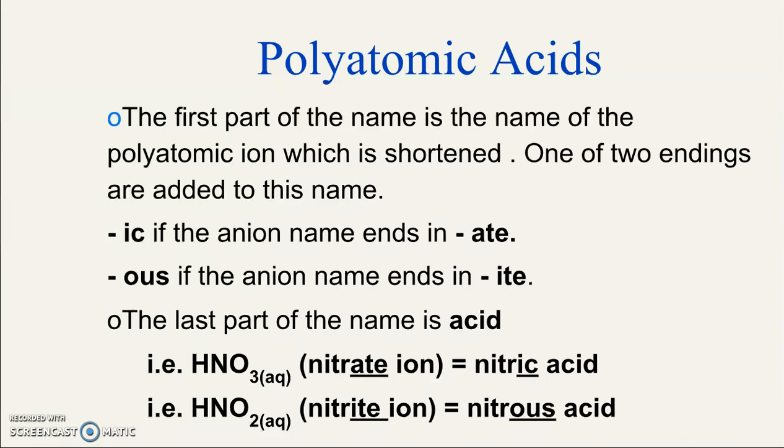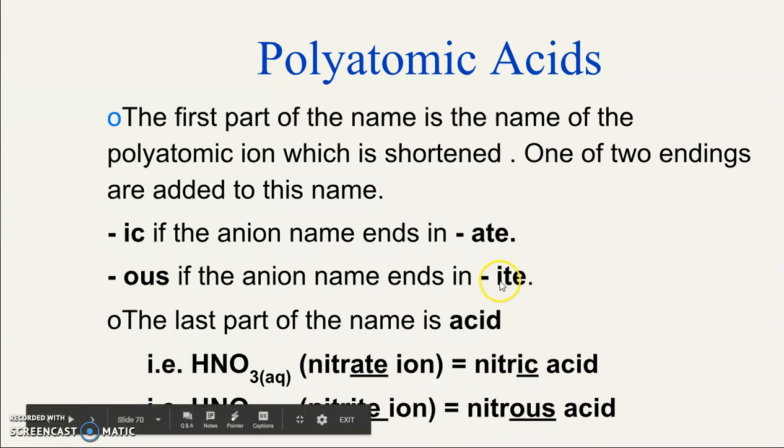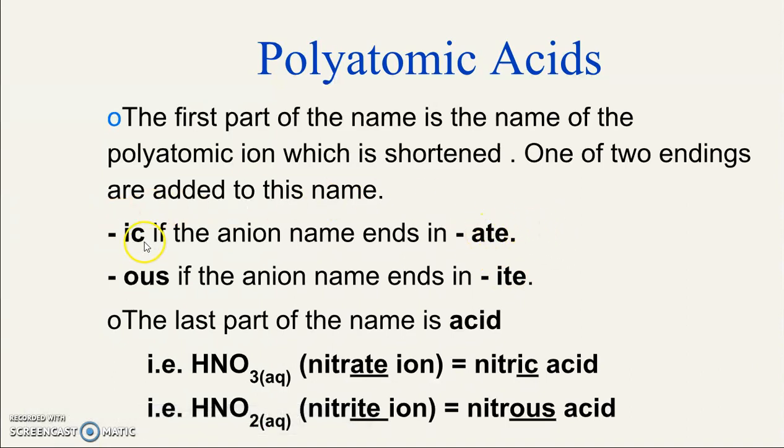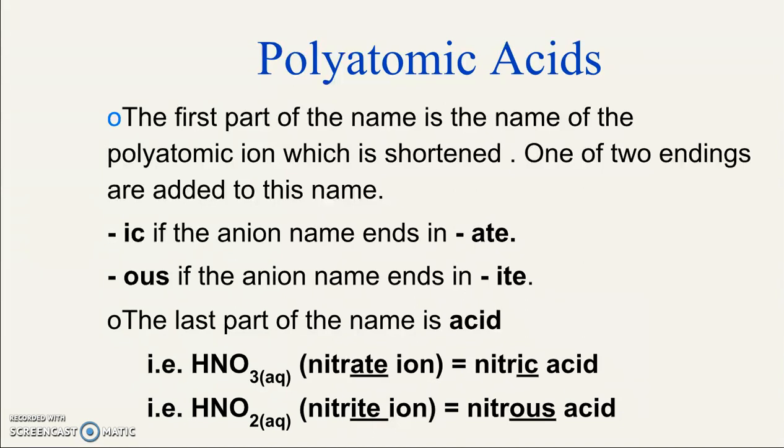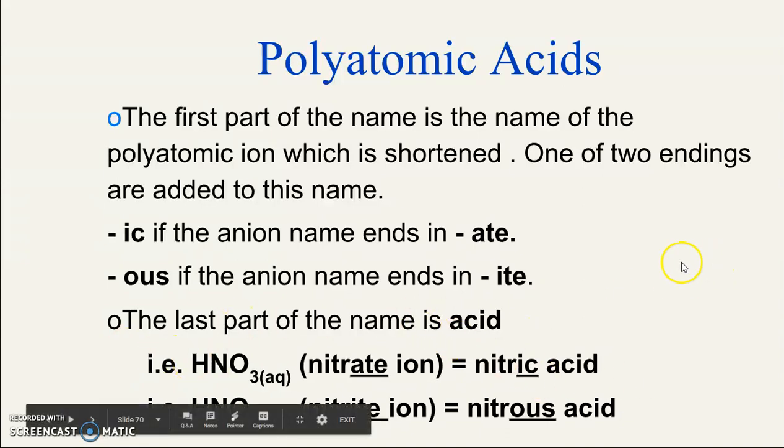So ate and ite mean different numbers of oxygens. Ites have less oxygens than ates do. And so if it ends in ate, you'll put the ic at the end. If it ends in ite, you'll change it to us. Well, how will you recognize these? They're always going to have a hydrogen before them. So hydrogen plus NO3, this is the hydrogen plus the nitrate ion, so we would call this nitric acid. HNO2, that's going to be the nitrite ion, so we would call it nitrous acid. And how do you recognize again that it's going to be the acid and not just a regular polyatomic compound? Because it's going to have a hydrogen in front of it.